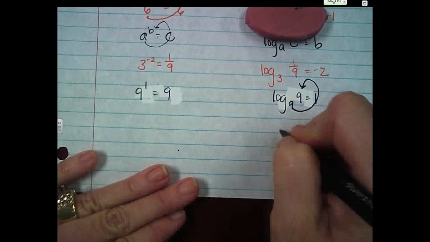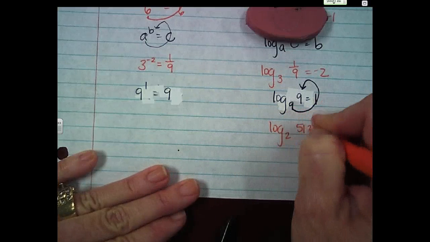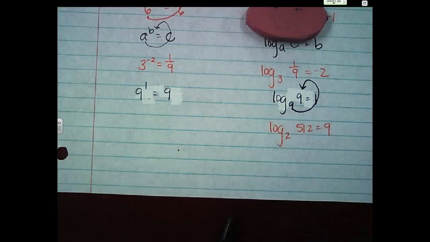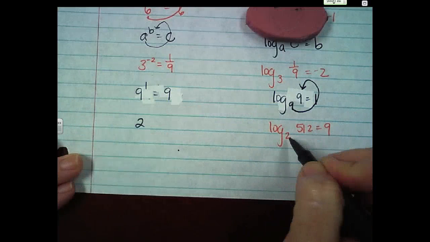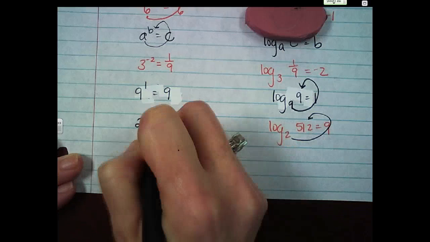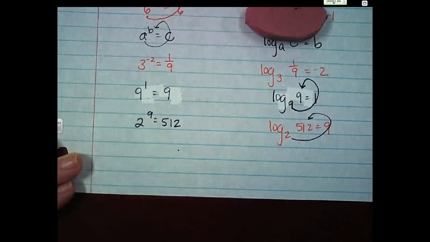Let's try the next one. Log base 2 of 512 equals 9. Can you write that in exponential? I mean, you already have the answer. I just want you to go from one form to the other. That's all we're practicing right now. So the base of this log is going to be the base of your exponential. You're going to go 2 to the 9th power equals how much? 512.